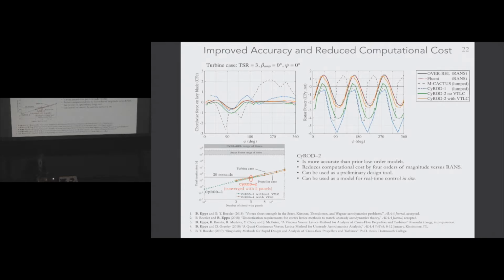And so with this, we can now use the CIROD 2 code for doing optimization and design work of these rotors. We could also use it as a basis for doing real-time control, because each time step actually converges faster than real time. All right.